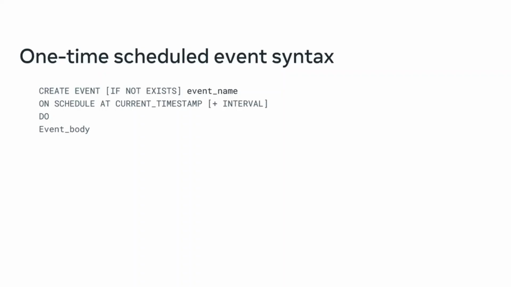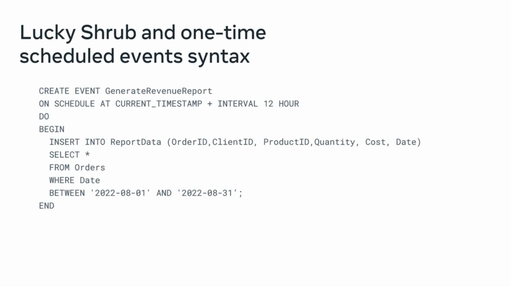So, how can you use this syntax to differentiate between one-time and recurring events? If your scheduled event is a one-time event, then specify the schedule using the @ clause. This is followed by a timestamp, an interval keyword, and a specific time at which the event must be executed. For example, Lucky Shrub can use this syntax to generate a one-off revenue report 12 hours from now. And they can create their event logic within a begin-end clause.